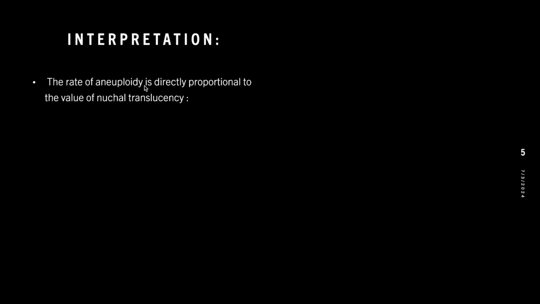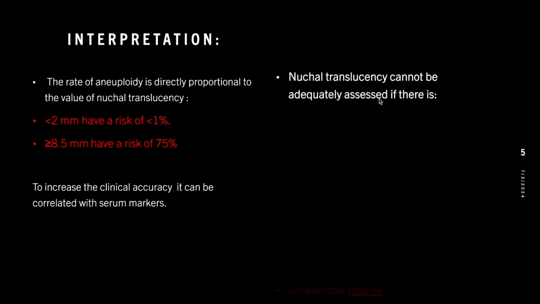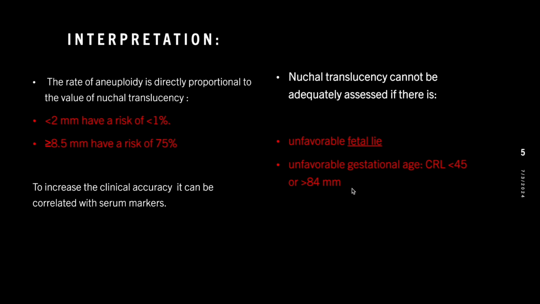So interpretation: the rate of aneuploidy is directly proportional to the value of the nuchal translucency. Less than 2 mm has a risk of less than 1%. If the nuchal translucency is more than or equal to 8.5 millimeters, then the risk of aneuploidy will be 75%. To increase the clinical accuracy, it can be correlated with serum markers. Nuchal translucency cannot be adequately assessed if there is unfavorable fetal lie, or if the crown rump length is less than 45 or more than 84 millimeters. If the crown rump length is less than 45, then it will be less than 11 weeks, and if it is more than 84, it will be more than 13 weeks, 6 days.